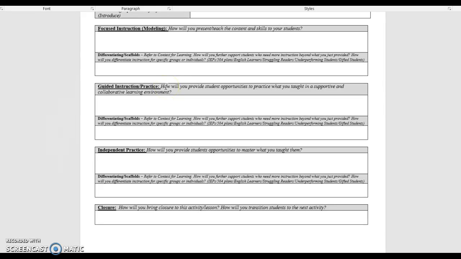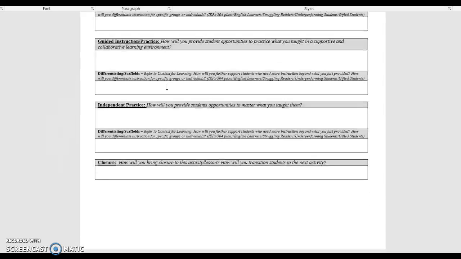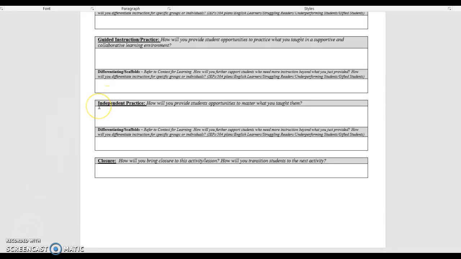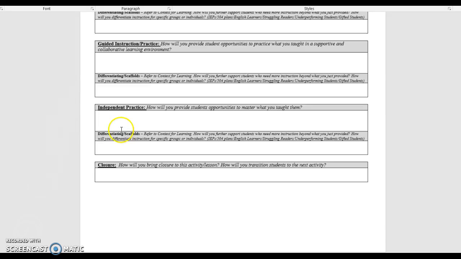So the teachers may be walking around and helping students as they fill something out. So then you have independent practice where kids are on their own, and they're working on what they've just learned. They're mastering what they've just learned. And in each of these, there's a differentiating of the scaffolds, which are further supports for students who may be English learners, have IEPs or 504 plans, are struggling readers, underperforming students, or even gifted students.